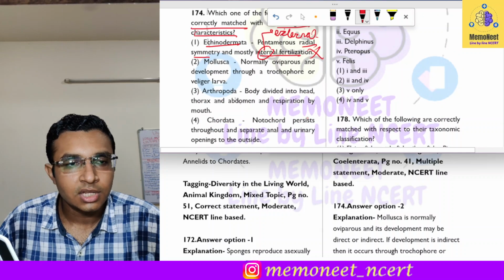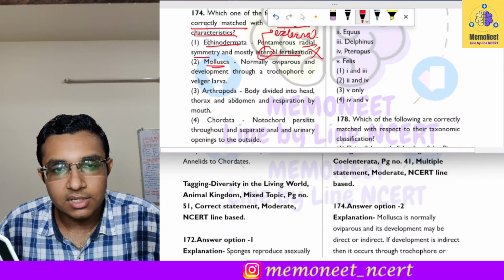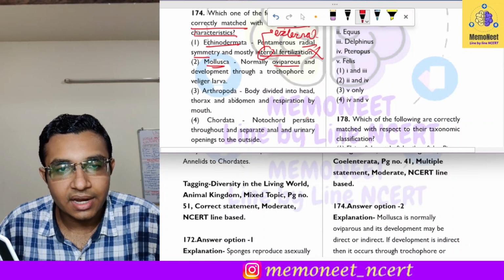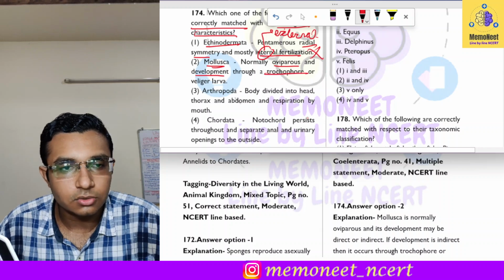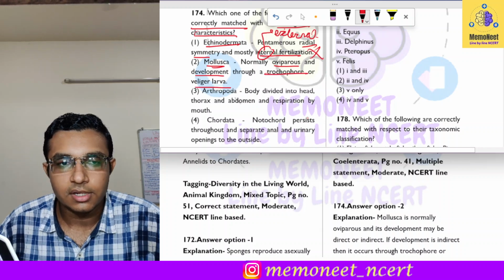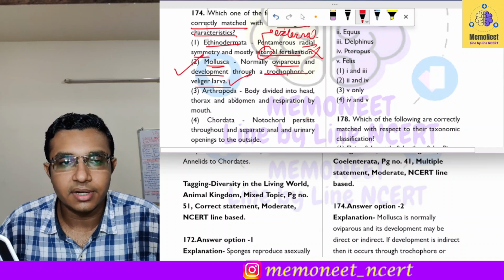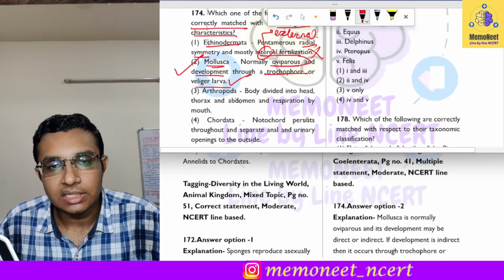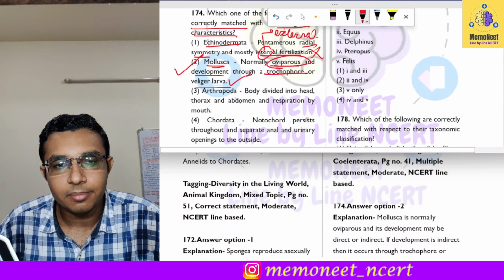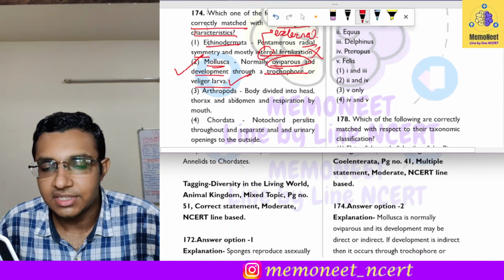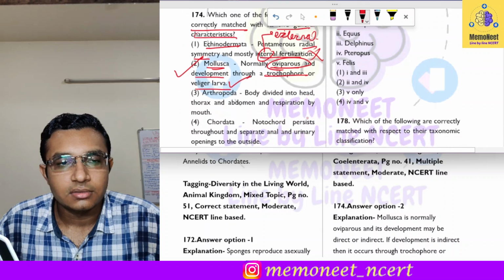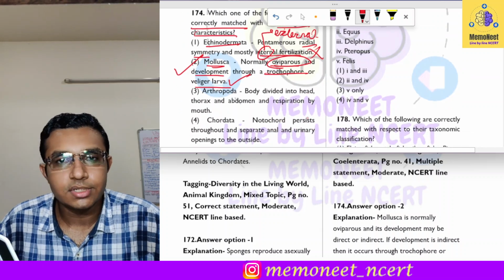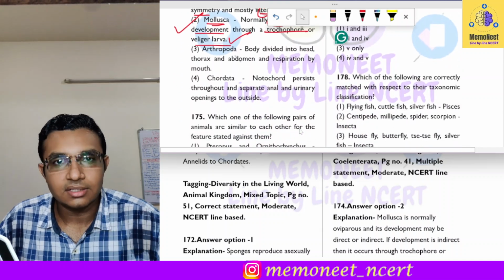The second statement is: mollusca are normally oviparous and their development occurs through a trochophore or veliger larva. So yes, this statement is absolutely correct. In the mollusca they are oviparous and the development occurs through trochophore or veliger larva. So the second statement is correct, and the correct answer of this question is option 2. Let us check the other two options also.